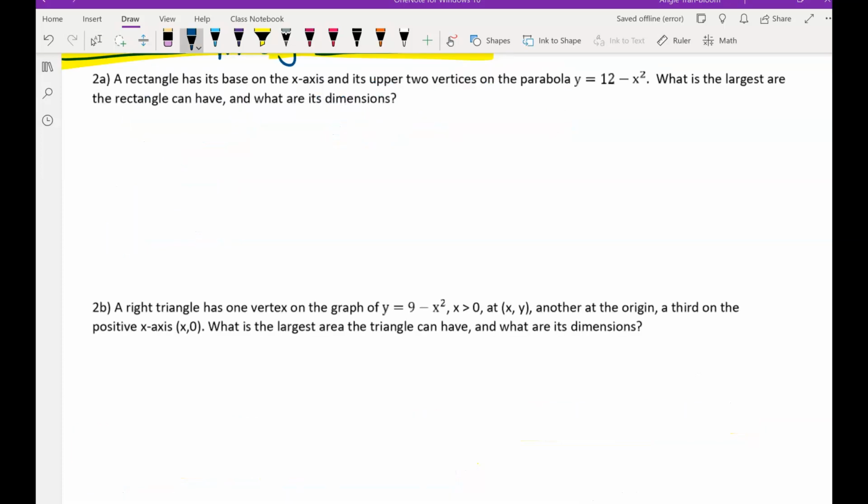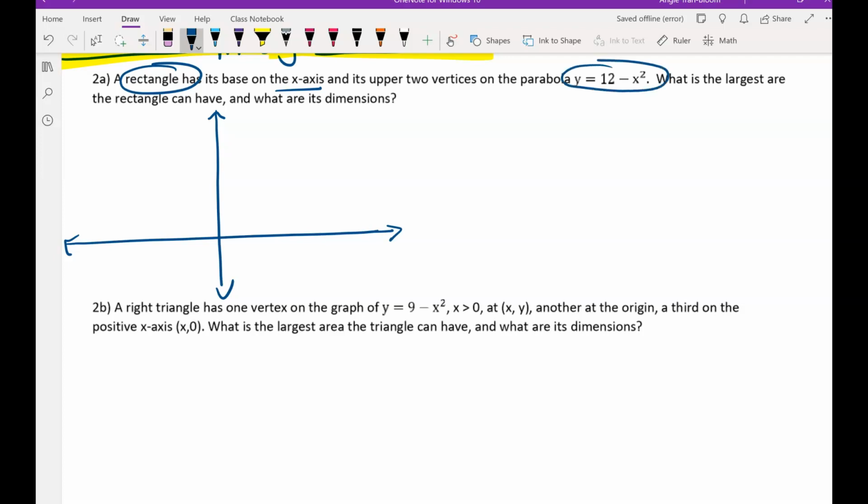Example 2a. A rectangle has its base on the x-axis. Okay, so let's draw a coordinate plane. Are you ready? Okay, it's based on the x-axis. So it looks like I'm going to have some base here. So a rectangle based on the x-axis, and its upper two vertices on the parabola.